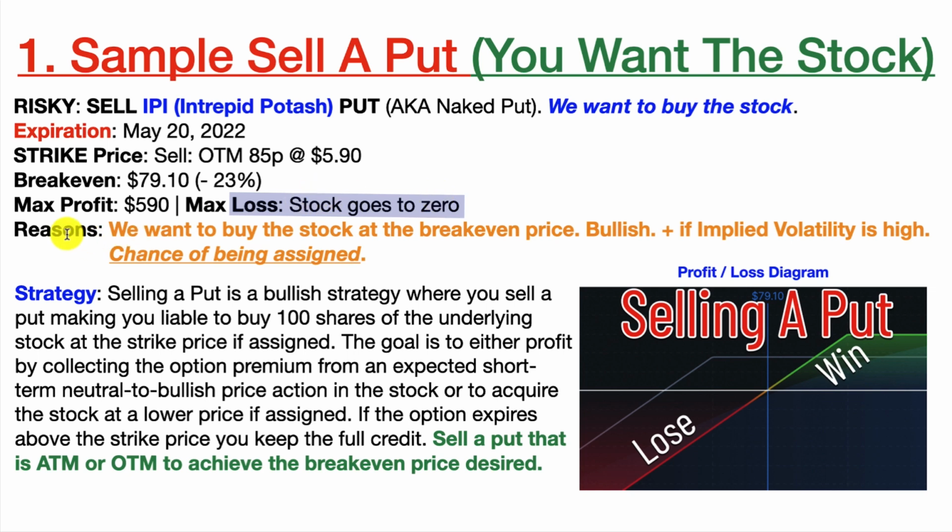And then our reasons, I always like to state the reasons I'm doing a trade, and we want to buy the stock at the break-even price, which would be $79.10. We are bullish on the stock, and it's a bonus if the implied volatility is high and there is a chance of us being assigned. And then we restate what our strategy is, and I like to sell a put that is at the money or out of the money to achieve that break-even price right here that we want.